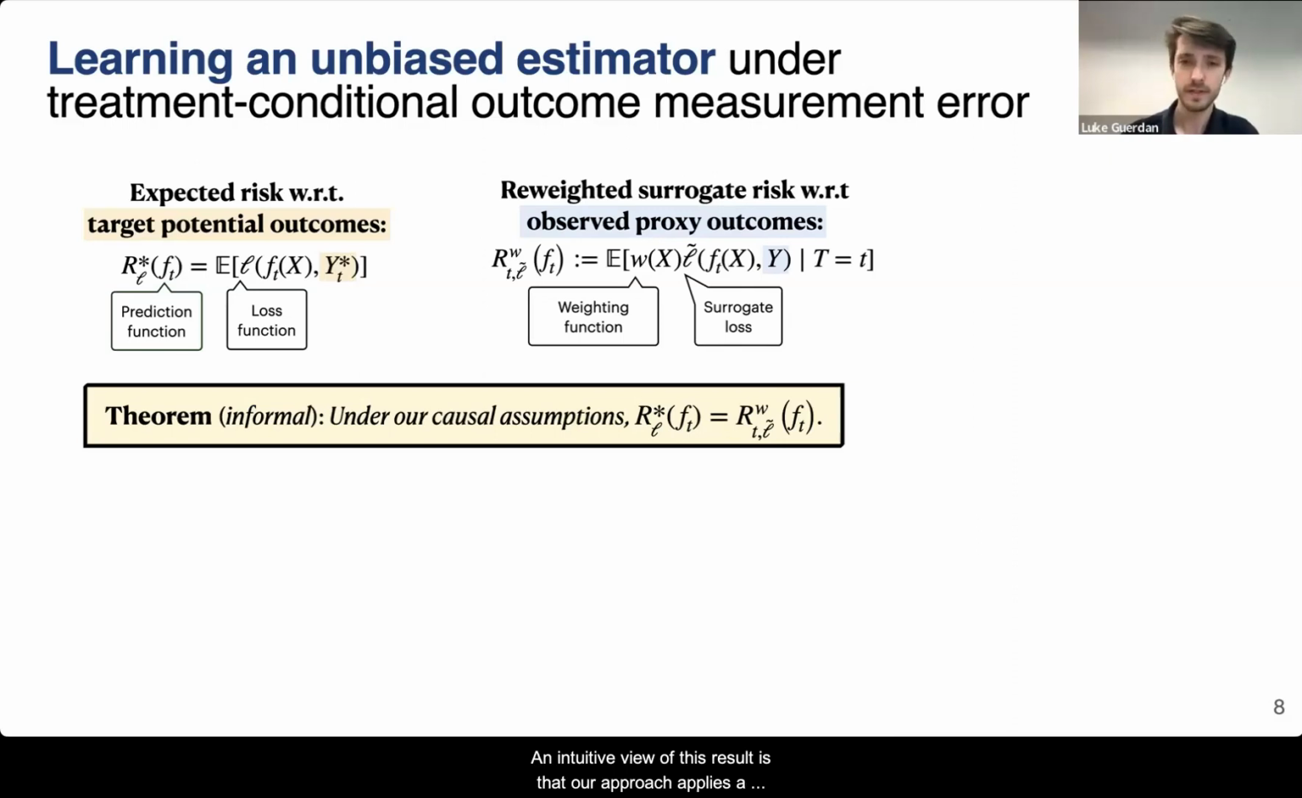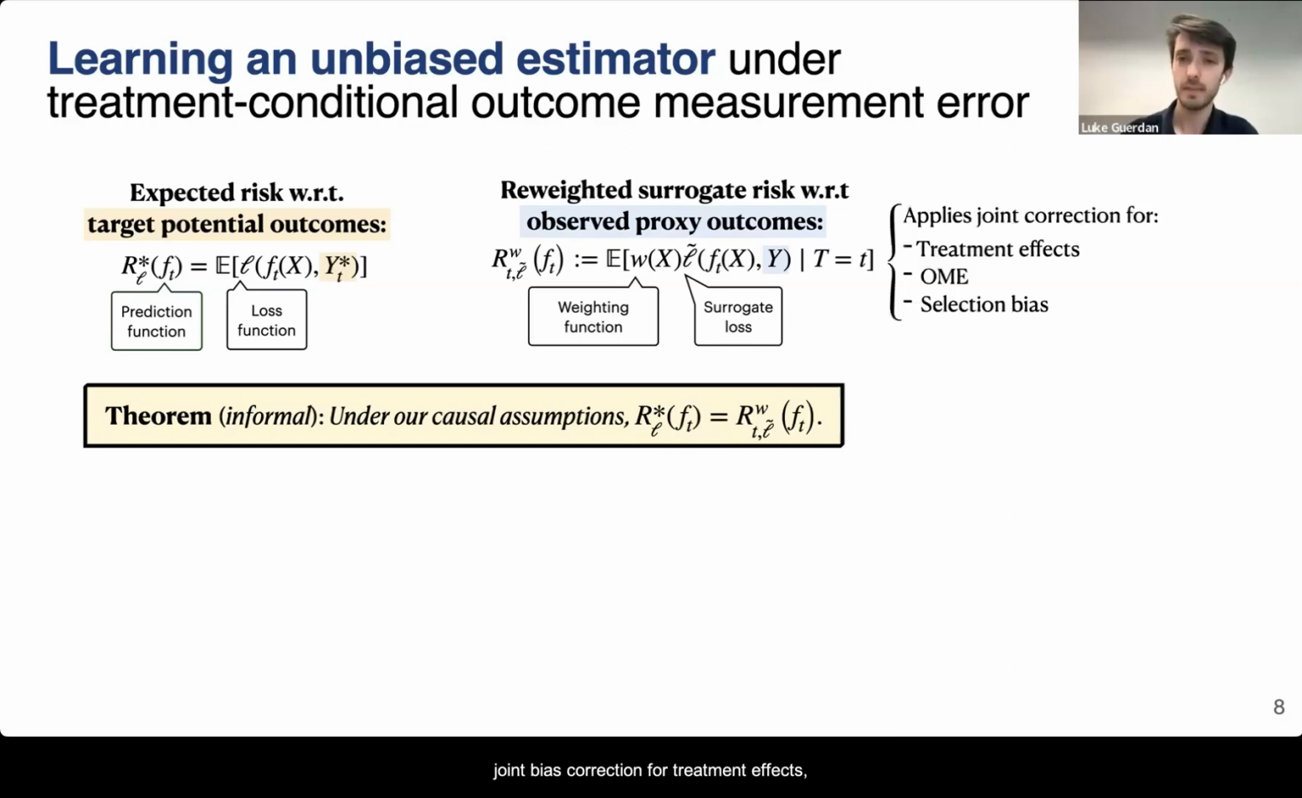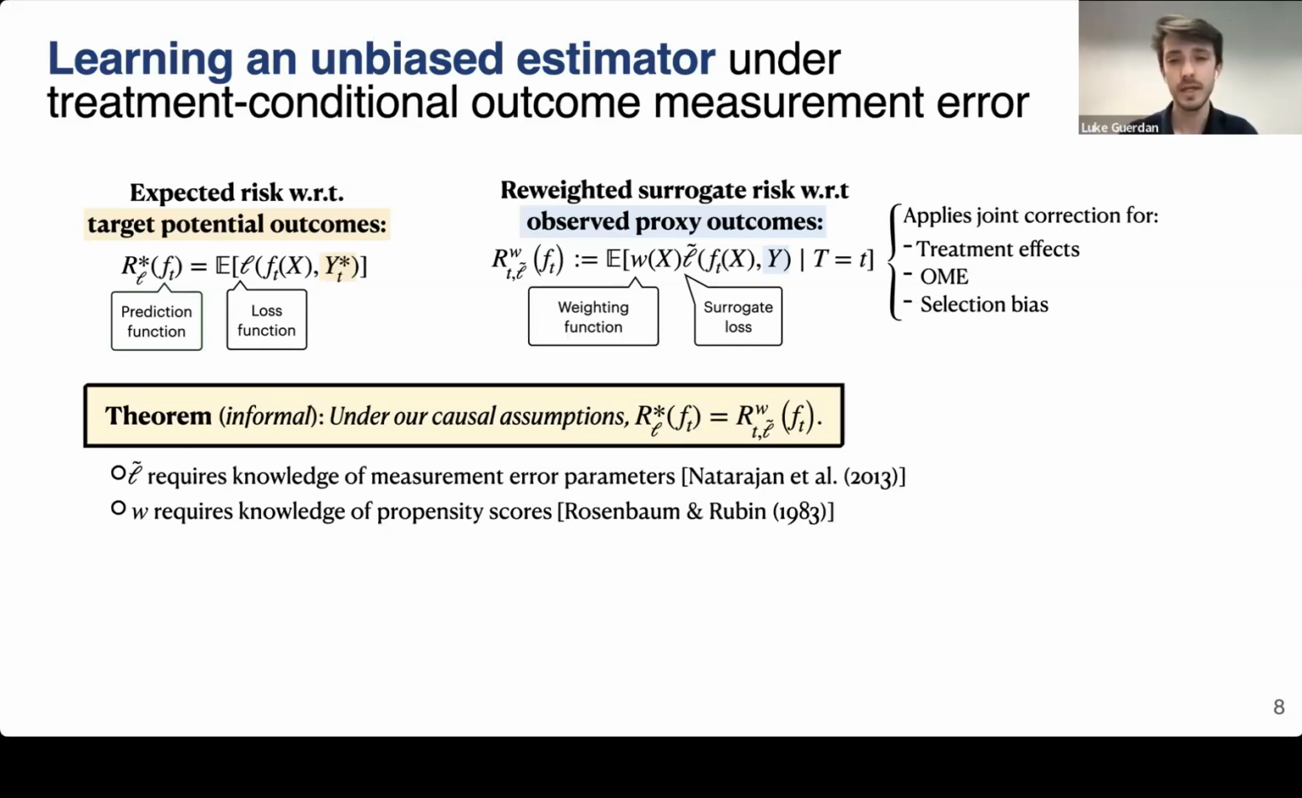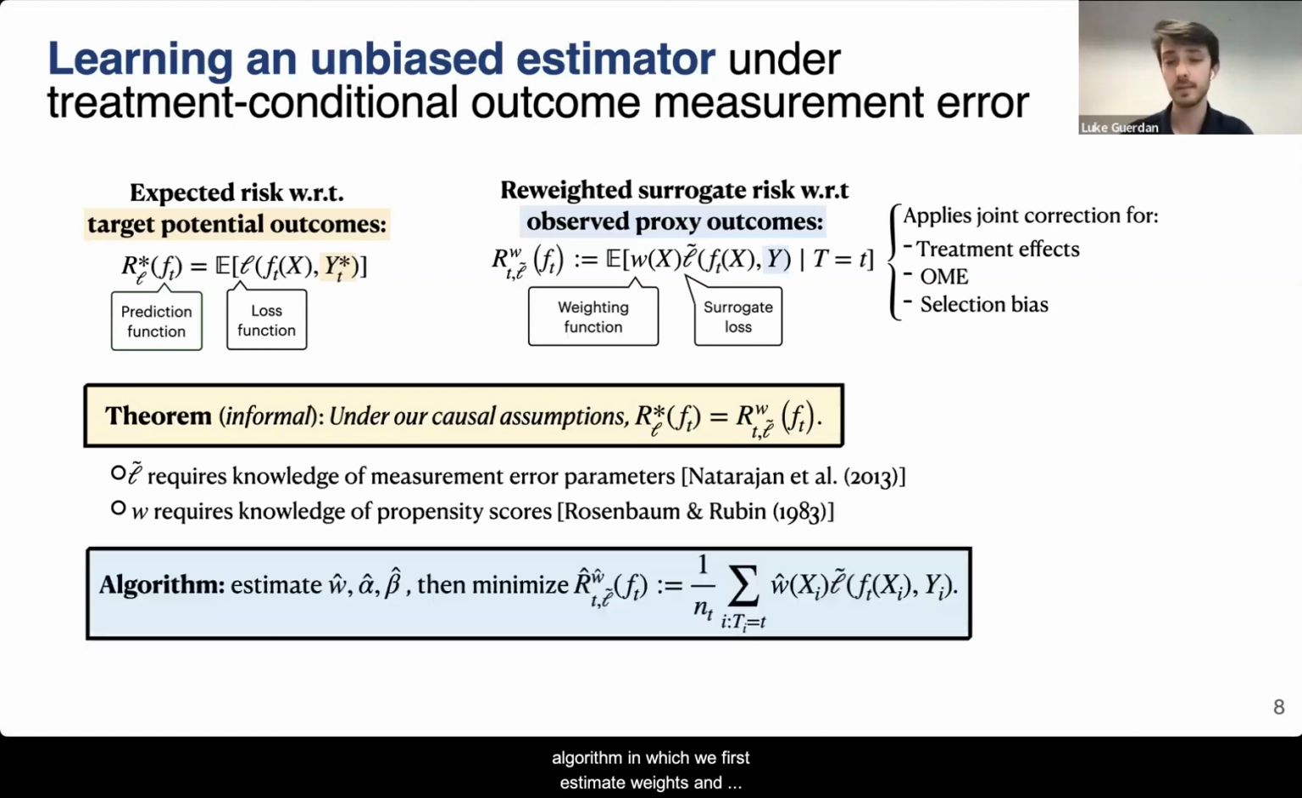An intuitive view of this result is that our approach applies a joint bias correction for treatment effects, outcome measurement error, and selection bias in parallel. However, importantly, this result requires knowledge of the measurement error parameters to construct tilde L, as well as the weighting function, which requires knowledge of propensity scores. And this motivates our practical finite sample algorithm, in which we first estimate weights and measurement error parameters. Then we use these estimates to minimize the reweighted surrogate risk over a finite sample.